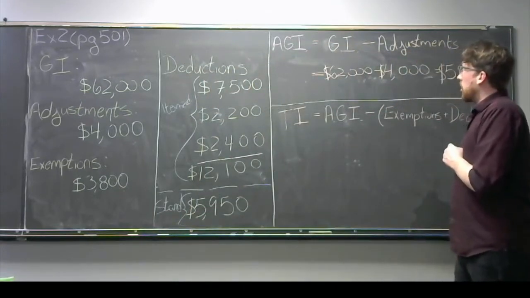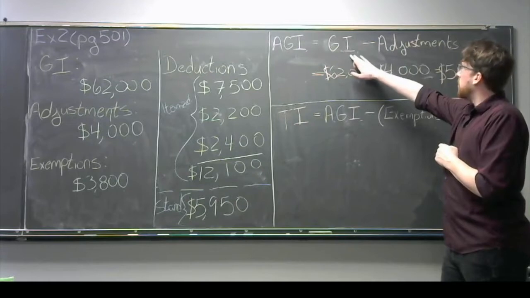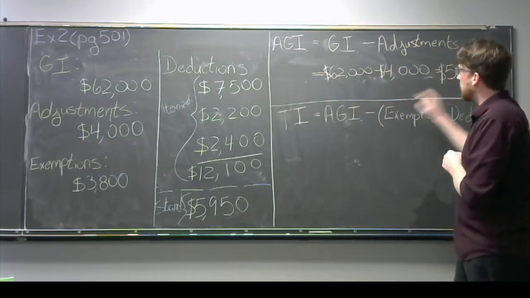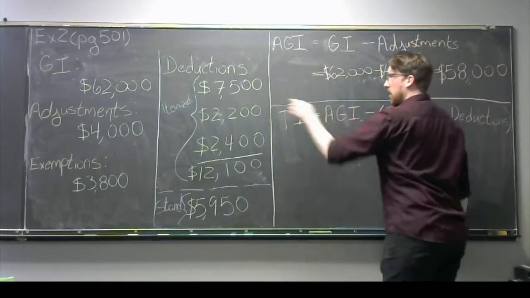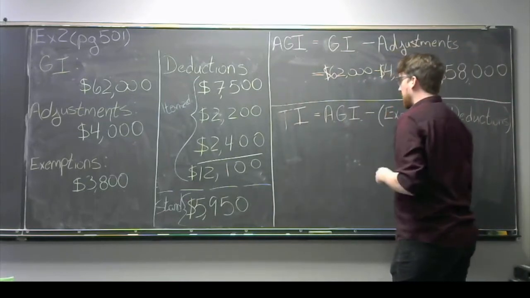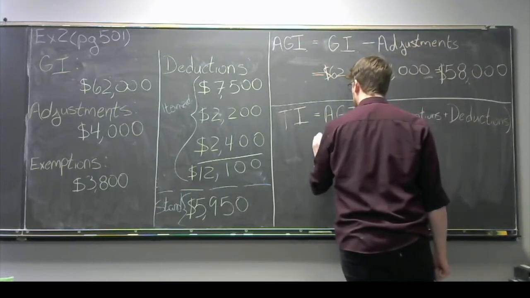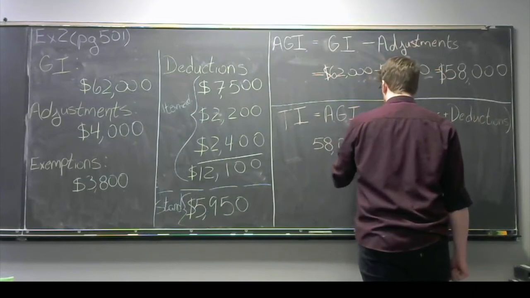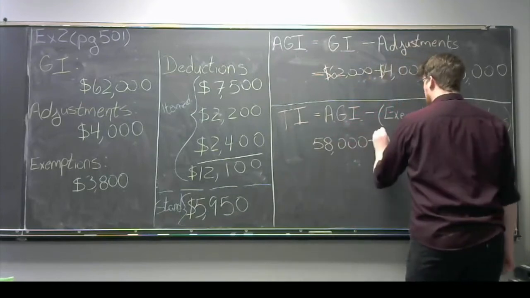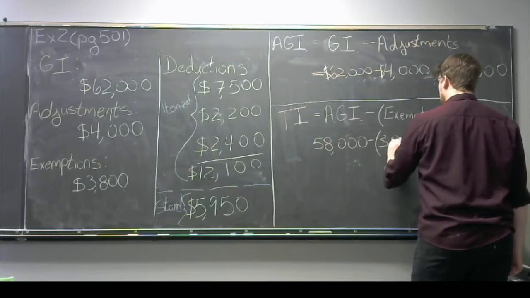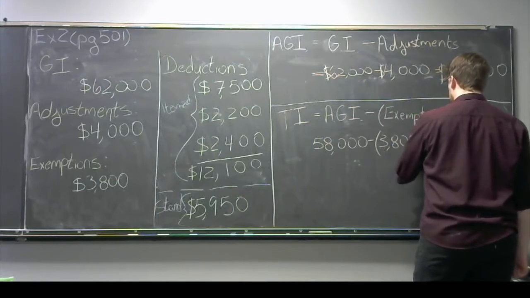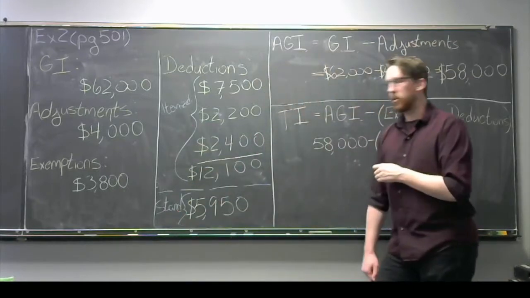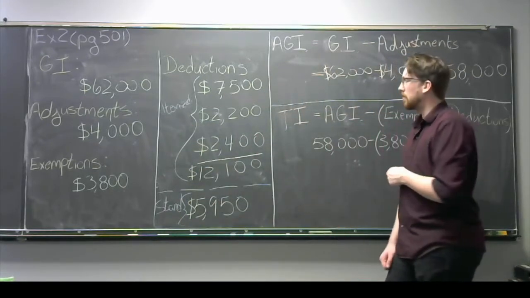All right, so gross income minus adjustments is adjusted gross income, $58,000. Now we're going to subtract our deductions and our exemptions added together. So we have $58,000 minus $3,800 plus, well, which deduction should we use? That becomes a new question, right? Or the next question, rather.